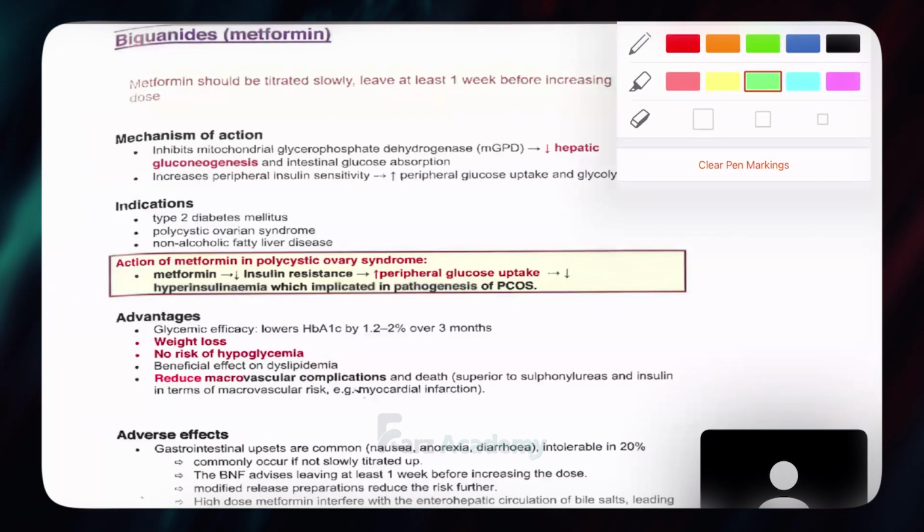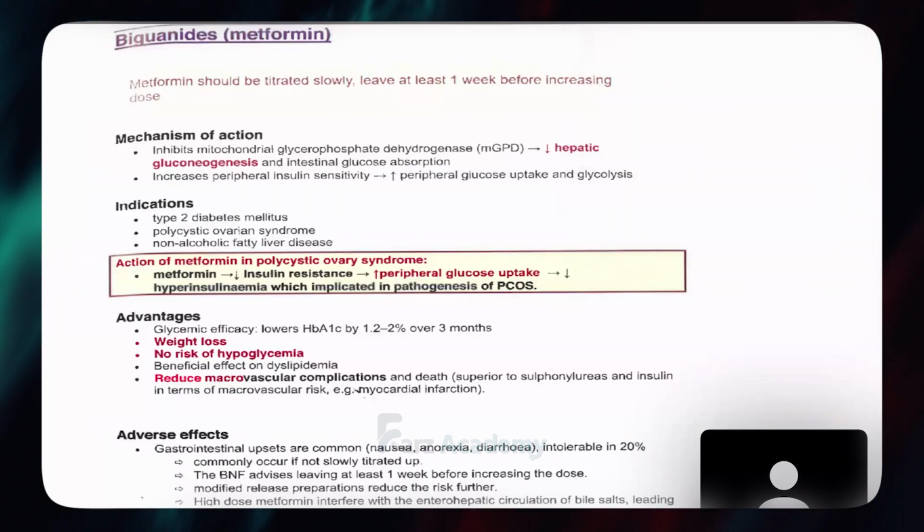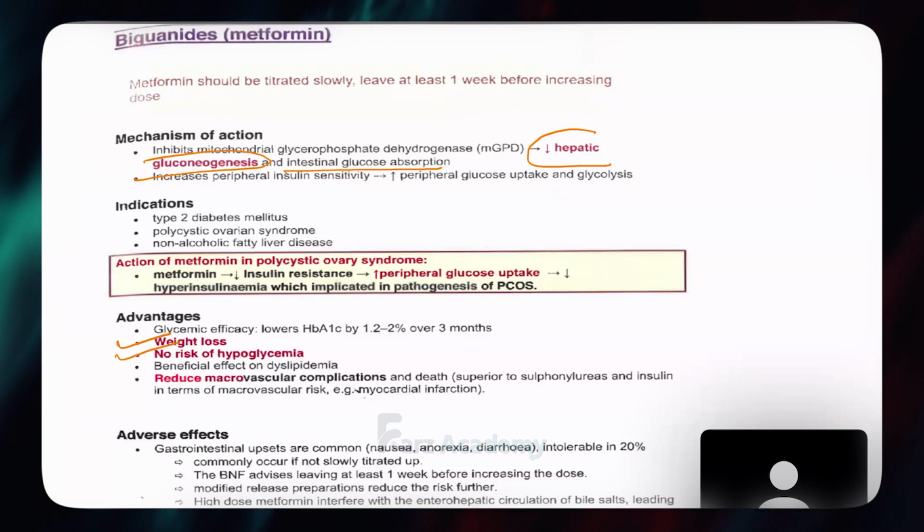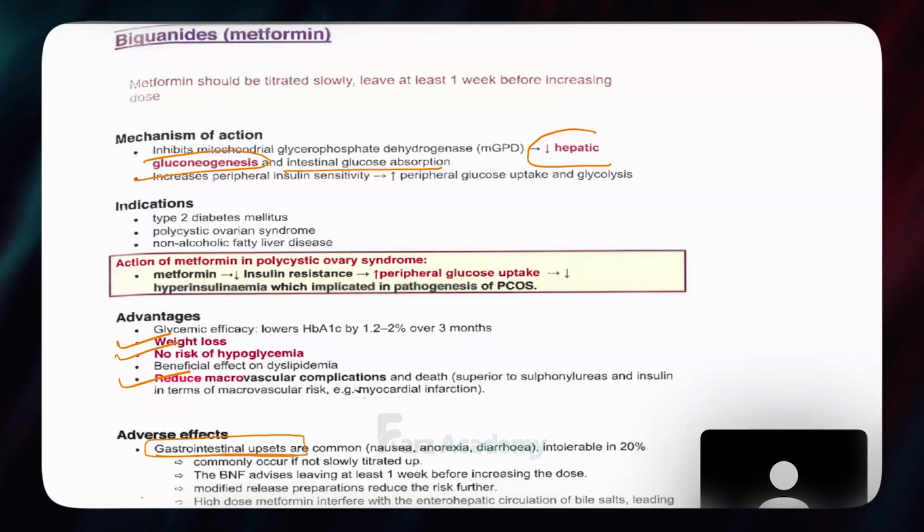So a bit about metformin. Metformin's main mechanism of action is it decreases hepatic gluconeogenesis and intestinal glucose absorption. The main advantage is it causes weight loss, no risk of hypoglycemia, and it reduces macrovascular complications. The main adverse effect is gastrointestinal upset, and in the exam they will give that the gastro upsets are very severe. What will you do? You need to stop metformin, or you need to give a sustained release metformin, so that a sudden rise in metformin level does not happen.